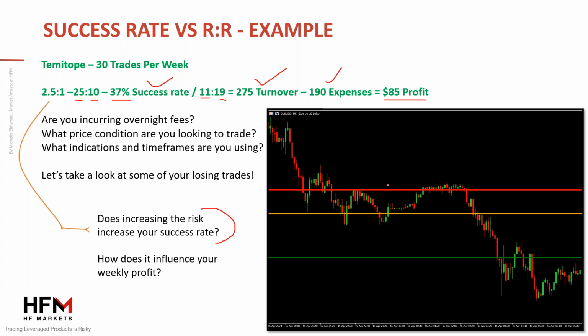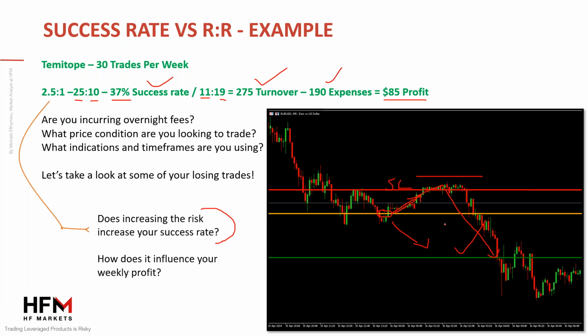influence his weekly profits? So let's say he's opening a trade here, his take profit is down here, and his stop loss is this red line here. So if he increased his risk, so if he put his stop loss up here, the trade wouldn't have closed in a loss. Actually, the market, yes, would have moved against him at first, but then started to move in his favor, and he would have closed it in a profit. So if he increased his risk, he would also increase his success rate.